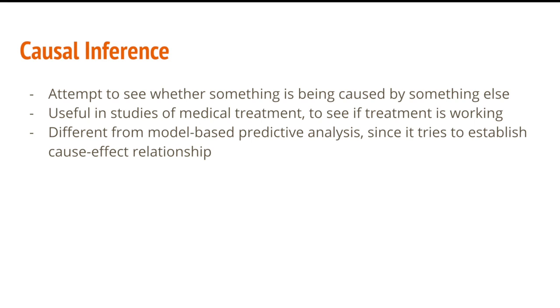So first, before I could implement any packages, I had to understand the concepts behind the algorithm. So I'll start by explaining those. First, the idea of causal inference. Causal inference is basically an attempt to see whether something is being caused by something else. It's useful in studies of medical treatment to see if your treatment is working.